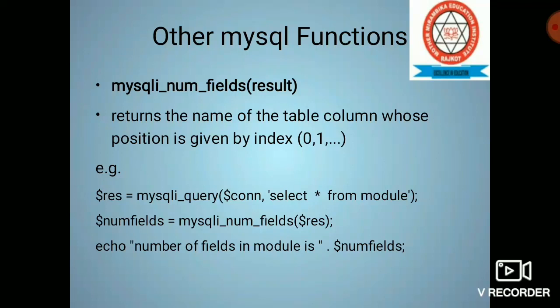Here we are using the query select star from module. This query will return the entire records stored in the module table, and the entire records will now be stored in the $res variable. Next step, $num_fields equals mysqli_num_fields. This function will return the number of fields, the number of columns stored in $res, ultimately the number of fields in the module table. And now we are printing it, so echo number of fields in module table, concatenated with $num_fields.